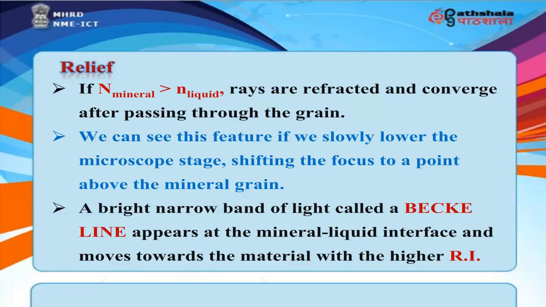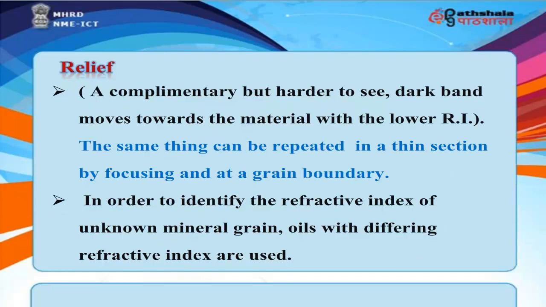We can see this feature if we slowly lower the microscope stage, shifting the focus to a point above the mineral grain. A bright narrow band of light called a Becke line appears at the mineral-liquid interface and moves towards the material with the higher refractive index. A complementary but harder to see dark band moves towards the material with the lower refractive index. The same thing can be repeated in a thin section by focusing at a grain boundary. In order to identify the refractive index of an unknown mineral grain, oils with differing refractive index are used.